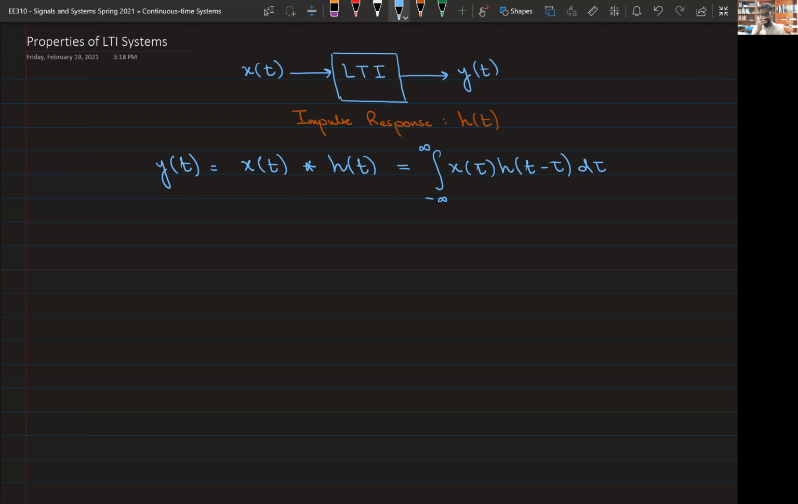So what we want to do today is study some properties of LTI systems, in particular properties like memorylessness or causality. For each one of those properties, we want to find a condition. For example, what condition does the impulse response have to satisfy for the system to be stable or unstable, or for the system to be causal or non-causal, and so on and so forth. So that's our objective for today.